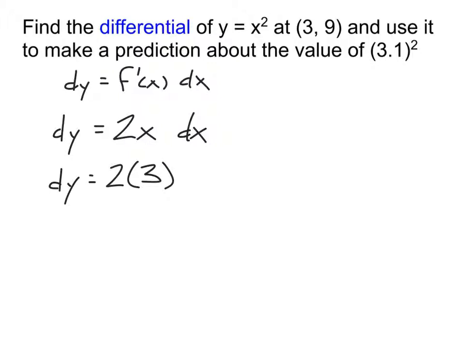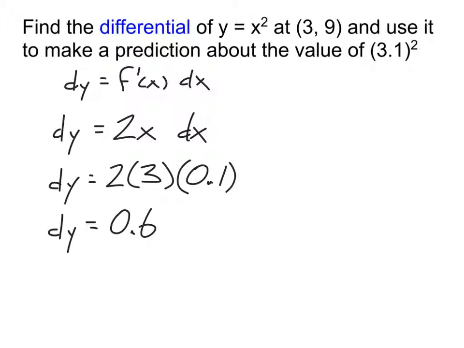Now, what is dx in this case? We know the point at which we have our tangent is 3, and we're looking to see what's going on at 3.1. It would be 0.1, wouldn't it? Remember, dx is the horizontal distance between our two points. So dx is, yes, 0.1. And so dy equals 2 times 3 is 6, times 0.1 is 0.6.